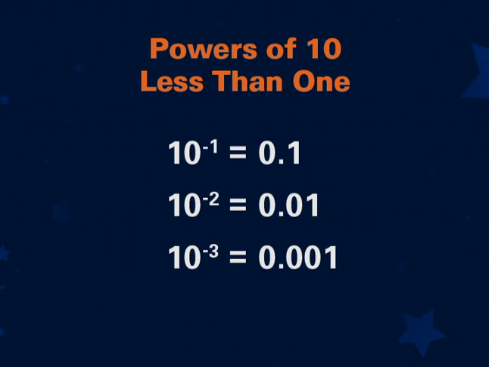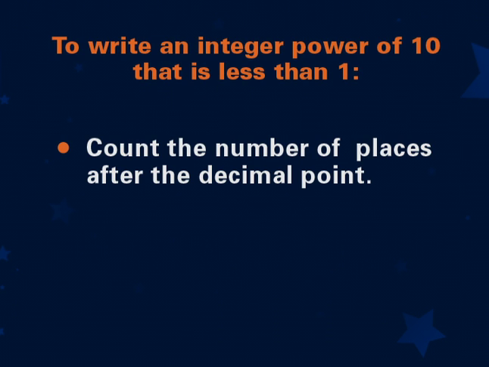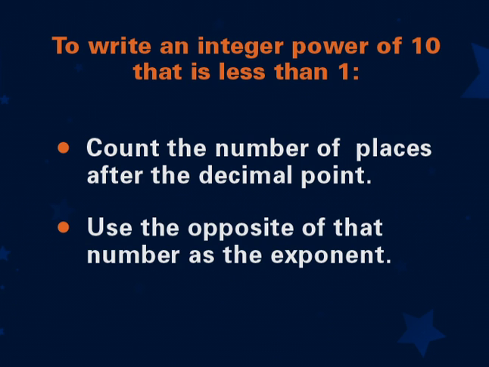Look at our powers of 10 less than 1. Does anyone see a pattern? Sure do. 10 to the negative first power has 1 decimal place. 10 to the negative second power has 2 decimal places. 10 to the negative third power has 3 decimal places. Can you state the rule? To write an integer power of 10 that is less than 1, count the number of places after the decimal point. Then, use the opposite of that number as the exponent. Excellent!